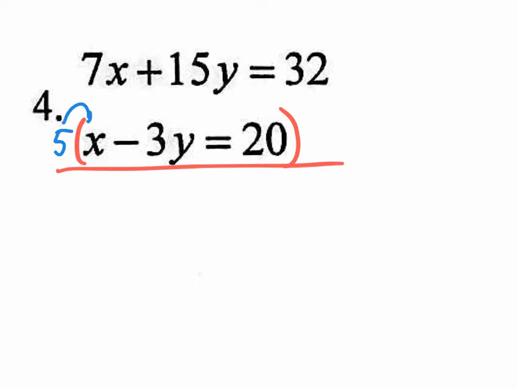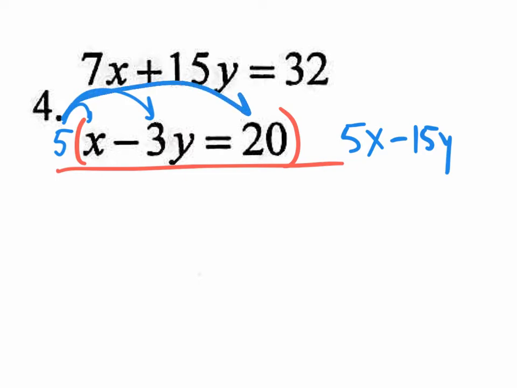And now let's distribute 5 times x, we get 5x. 5 times -3y, we get -15y. That's what we wanted, so we could cancel with the positive 15y. But don't forget to distribute to the answer over there on the right side. 5 times 20 is 100. So that blue equation right there is your new modified equation after multiplying everything by 5. Now, why do we multiply by 5? So that the y's will cancel. See, the top equation, I'm not going to mess with. 7x plus 15y equals 32.